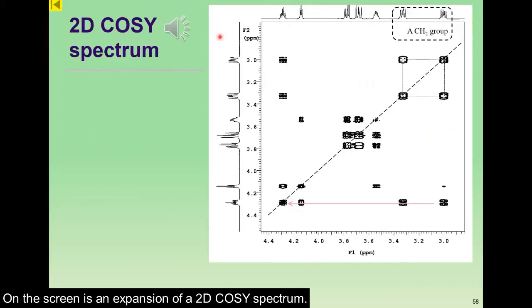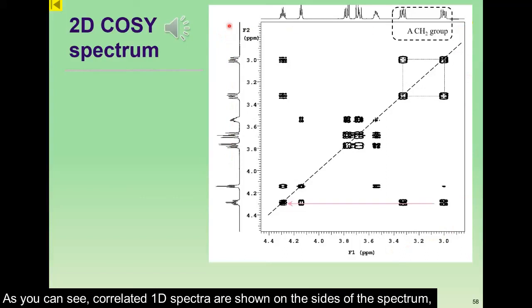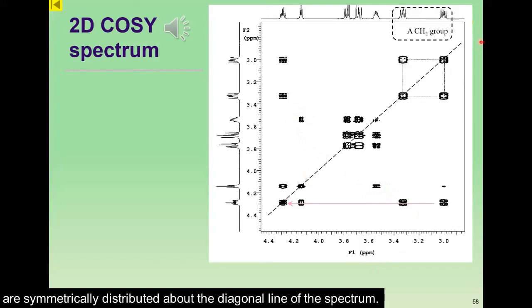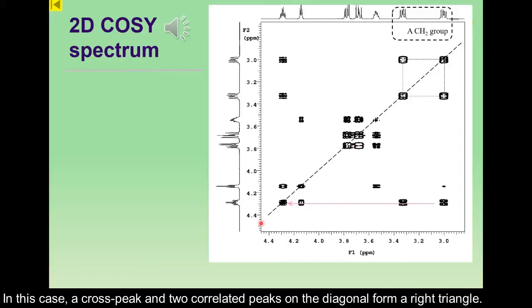On the screen is an expansion of a 2D COSY spectrum. As you can see, correlated 1D spectra are shown on the sides of the spectrum. Because it is a homonuclear 2D spectrum, the images of the off-diagonal cross peaks are symmetrically distributed about the diagonal line of the spectrum. In this case, a cross peak and two correlated peaks on the diagonal form a right triangle.